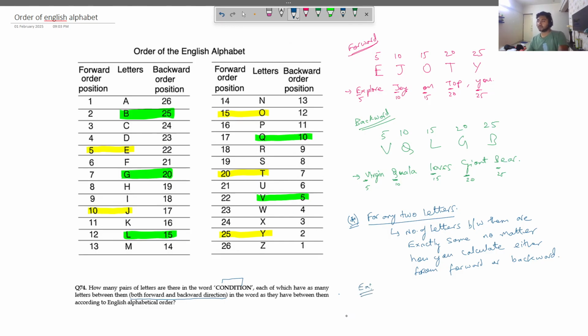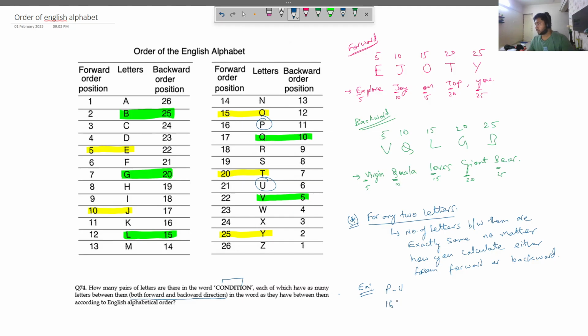Let's say you need to find the number of letters between P and U. We know that element O, P: P comes just after O. O's place value is 15, so P's place value would be 16.